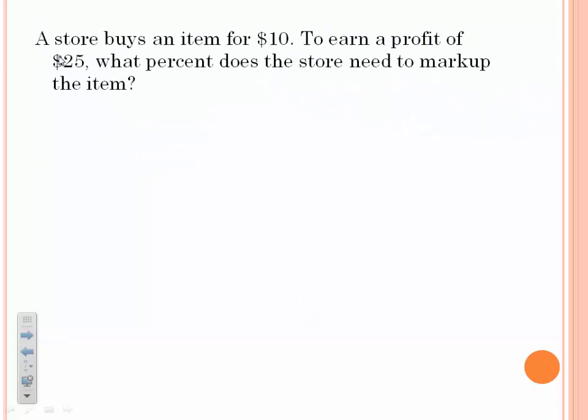Okay, number 8. You have to do this on your own. A store buys an item for $10. They earn a profit of $25. So you have to do this on your own, but keep in mind that the item they buy costs them $10, but the profit is $25. So they end up selling it for $35. So they're going from 10 to 35. What is the percent of markup? All right, you guys have to find that.